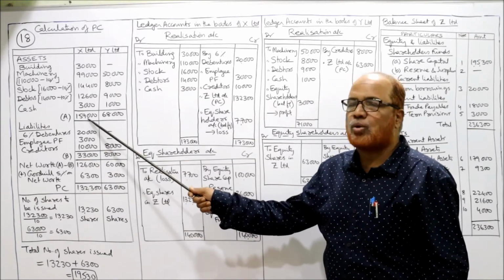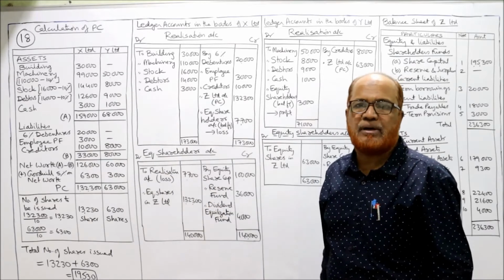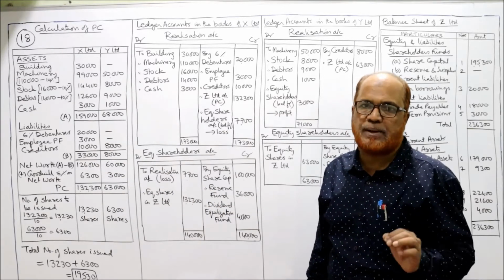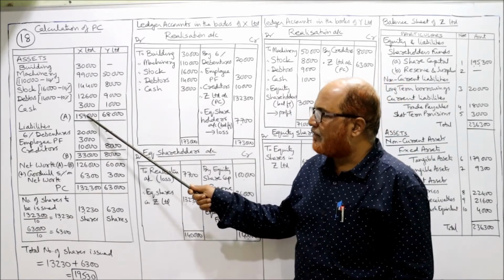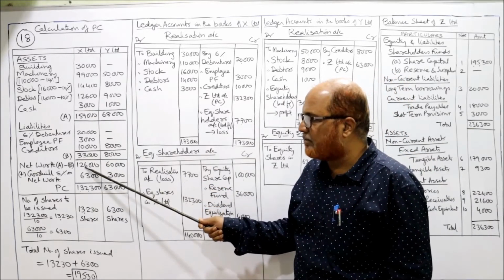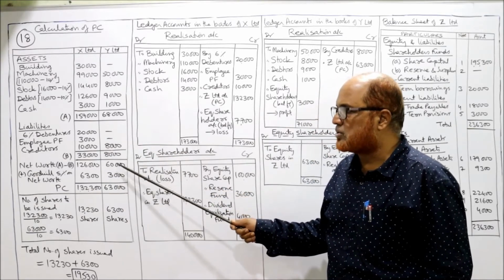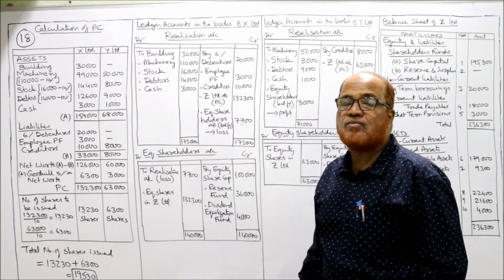Now we got A is the total of assets, B is the total of liabilities. Net valuation or net worth is A minus B. So A में से B, 1,59,000 minus 33,000, you get 1,26,000. 68,000 minus 8,000, you get 60,000. This is the net worth, net valuation.